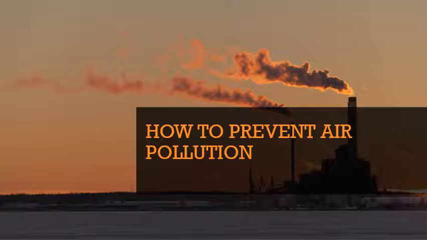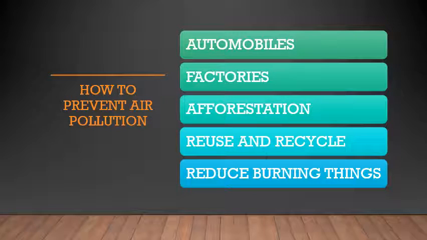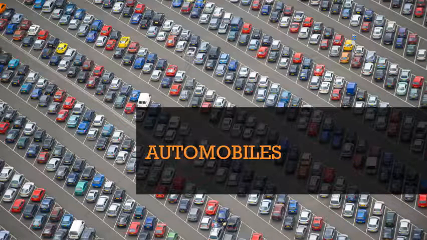Now what are the things that we can do to prevent air pollution? First things are automobiles, factories, afforestation, reuse and recycle, reduce burning things. These are the 5 different steps that you can take to reduce or prevent air pollution. So to begin with, automobiles. As we cannot avoid automobiles, we should see that they are causing less pollution.